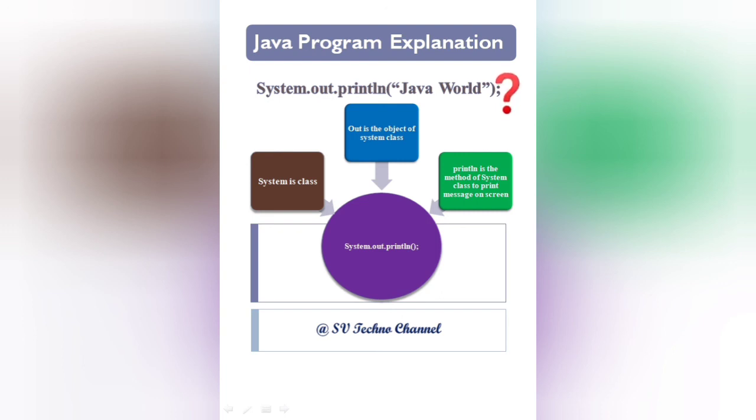So what is System? System is a class in Java which provides the methods to take the input and print the output, and out is the object of the System class. And next, println. println is the method of the System class to print the message on screen. We are generally using the println method, and the Java word is the message which I want to print on the screen.